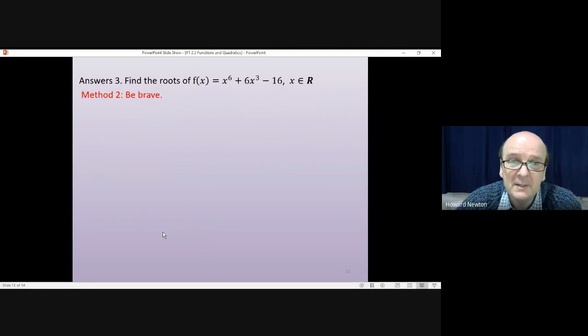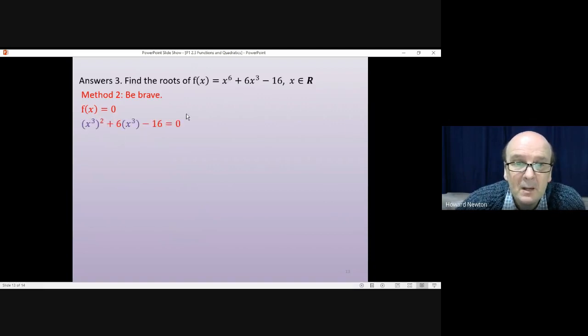Method 2. It's the same method, but it requires you to have a little bit more confidence, a little bit more bravery. You never bother with the substitution. Instead, you just notice that you could rewrite this. Still doing the same thing. We're saying, when does the function equal 0? Rather than using y, you could rewrite this as x cubed all squared plus 6 times x cubed minus 16 equals 0.